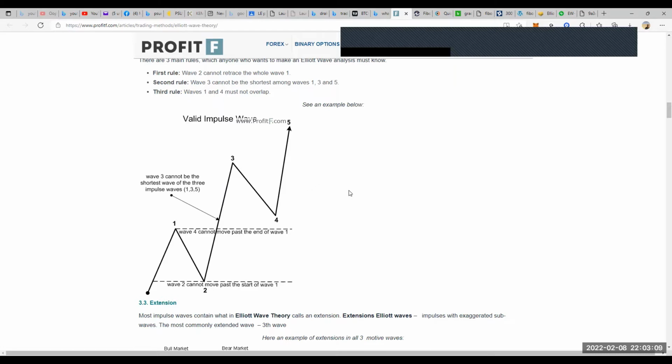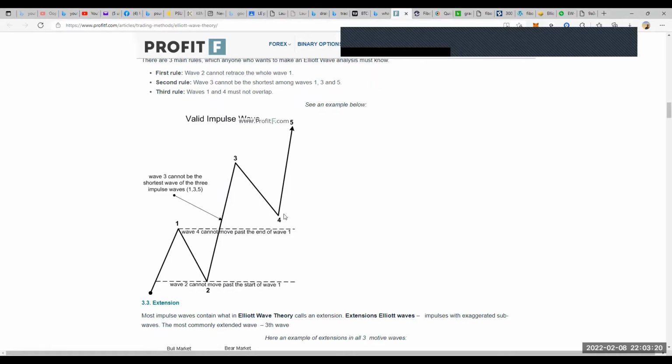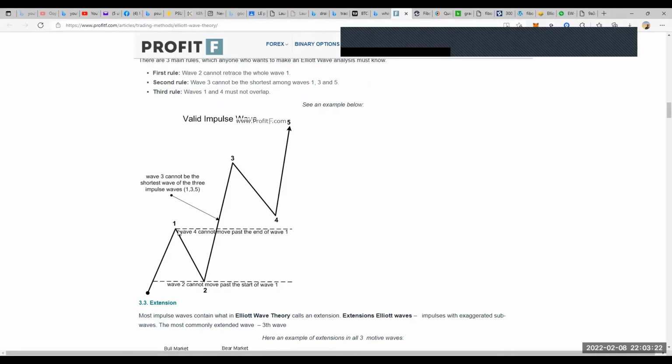All right. The third rule is wave 1 and wave 4 must not overlap. What does that mean? Wave 4 cannot retrace down to here. Its low has got to be above the high of wave 1. So we have a few of those rules. They're right here, and we're going to take a look at some examples.